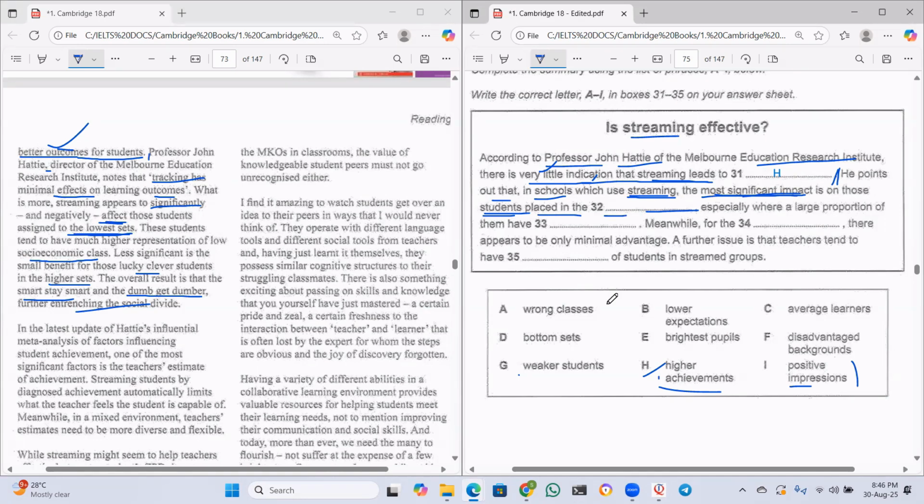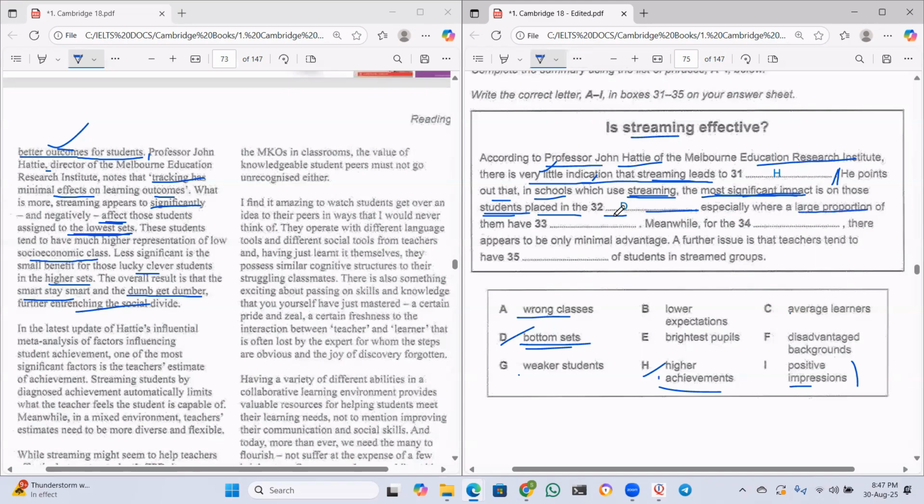Let us check out. Lowest sets. Wrong classes? No. He's talking about sets here, right? Lower expectations? No. Average learners? No. Bottom sets? Is it matching? Lowest sets, bottom sets. Is it matching? Yes, absolutely. I think D is the right answer. So here we'll be getting D. That's it. Done. So H here, D here, and let us move to the next one.